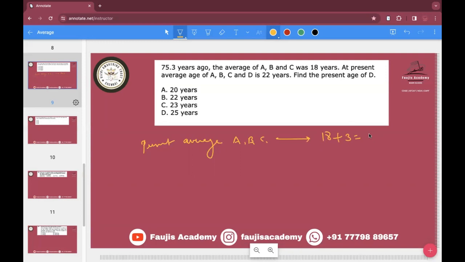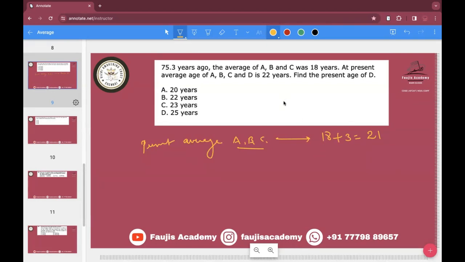Yeah, Avikaran, how will you solve it? Tell the class that the present average age of ABC will be how much? 18 years plus 3 years. Am I right, Avikaran? Yes, sir. Present, it will be 18 plus 3.